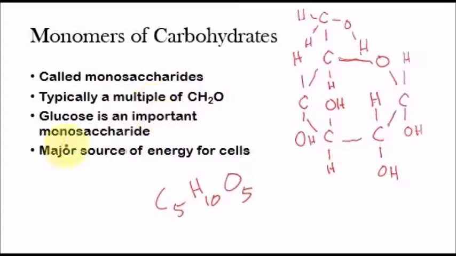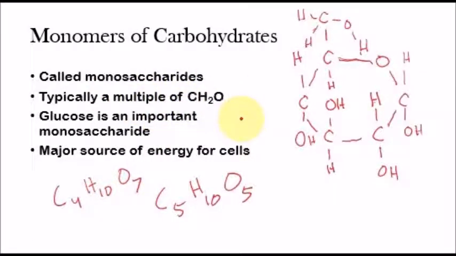I'll give you another example. Let's say we have C4H10O7. Well, this probably isn't a monosaccharide because this isn't a multiple of CH2O. It's C4, the 1 next to the carbon is multiplied by 4, but then the 2 next to the hydrogen is being multiplied by 5 to get H10, and the 1 next to the oxygen is multiplied by 7 to get O7. So this is probably not a monosaccharide. That's what it means by a multiple of CH2O.